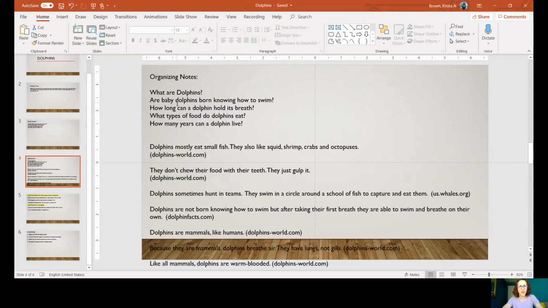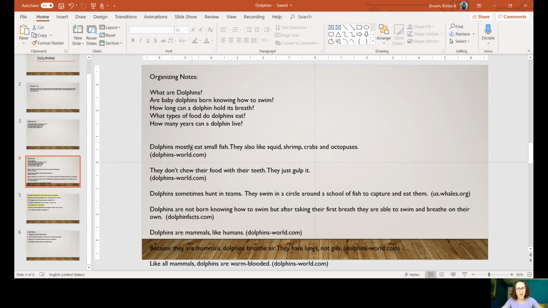Here were some questions that I had from the last time that we met, and I'd only added one. What are dolphins? Because I thought that that would have been a great place to start if someone was reading my report and they had no idea what a dolphin was. These were some of my other questions that I had about dolphins. Are baby dolphins born knowing how to swim? How long can a dolphin hold its breath? What types of food do dolphins eat? And how many years can a dolphin live? Those are my questions. Those are going to be my subtopics within my general large topic of dolphins.